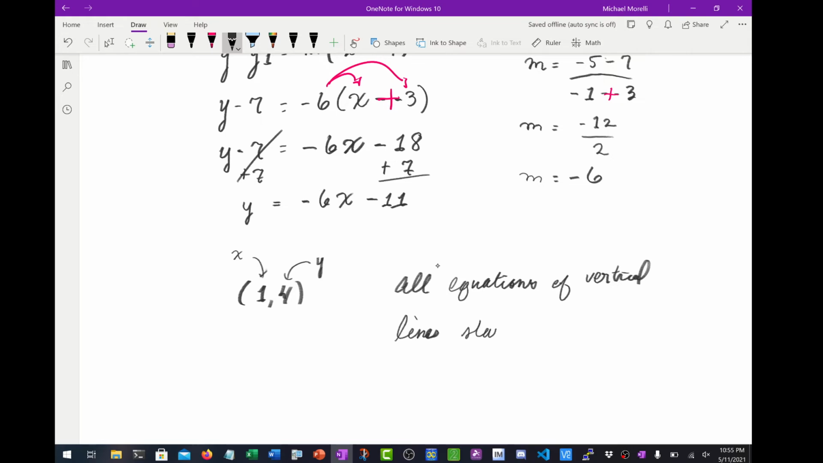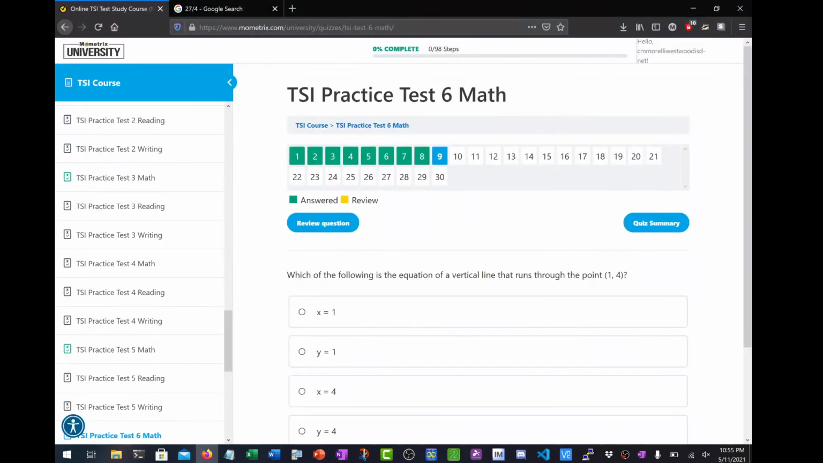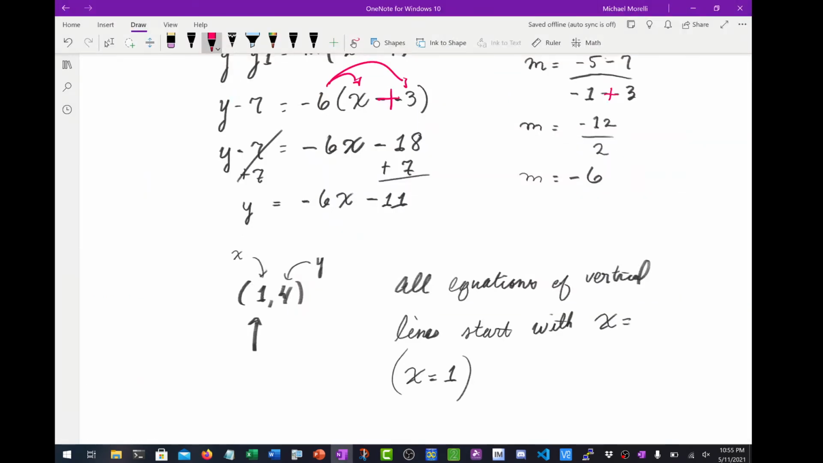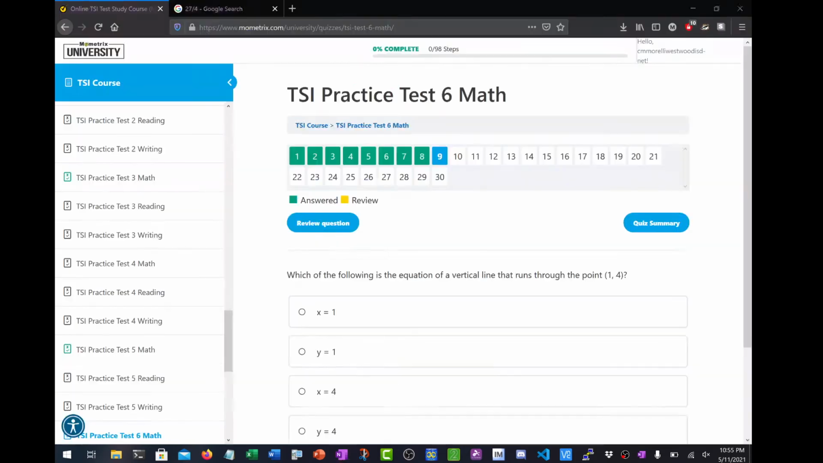start with x equals. Okay, so the only information we're given is that x equals 1. And that's the answer. X equals 1. Okay, so in this instance, we don't care about the y value at all.